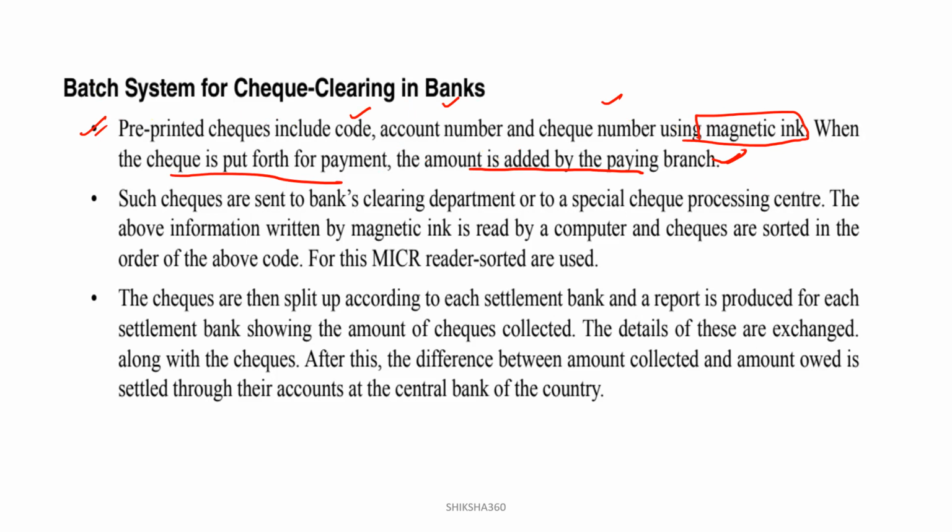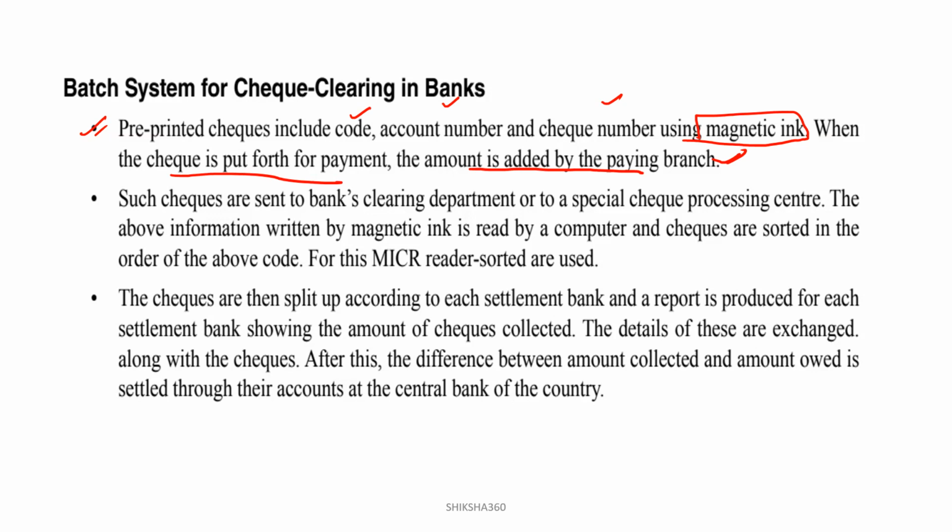Such checks are sent to the bank's clearing department or to a special check processing center. The above information written in magnetic ink is read by the computer, and the checks are sorted in the order of the above code.